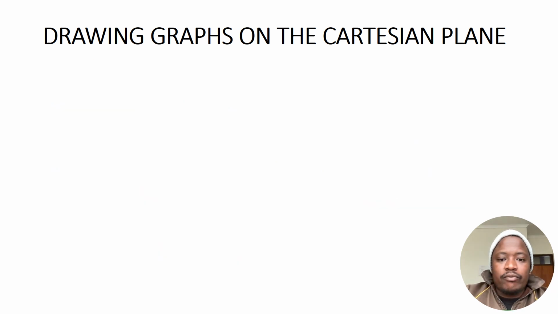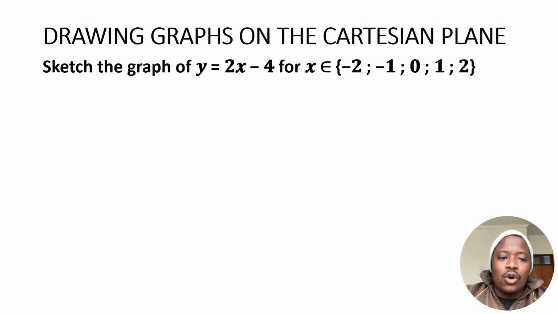Now let us check on how to draw the graph. Sketch the graph of y = 2x − 4. For x, I want you to know how to read this, as you are going to come across it many times in mathematics. We say x is an element of {−2, −1, 0, 1, 2}. So for now, we are going to consider the x values, which are negative 2, negative 1, 0, 1, and 2.